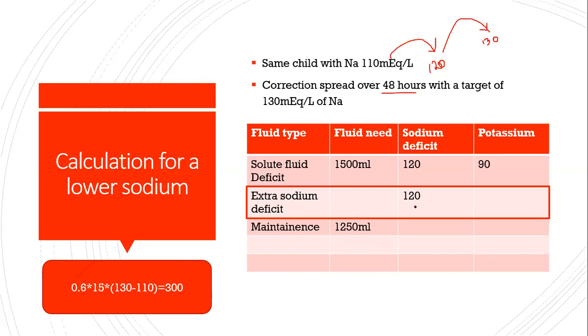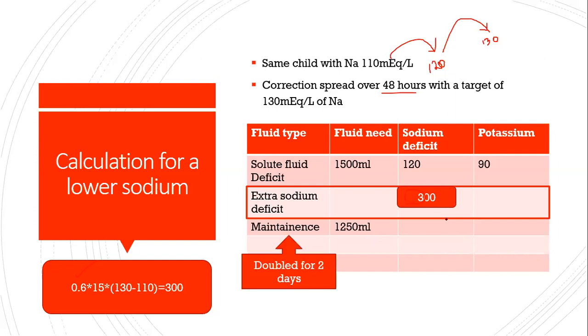See how it is changing. If a sodium of 120, you had a 120 of sodium deficit or extra sodium deficit. Just 10 milliequivalents, if it is lost from the child, the sodium deficit actually is 300. Correct? All right. So maintenance, next what are you going to do?